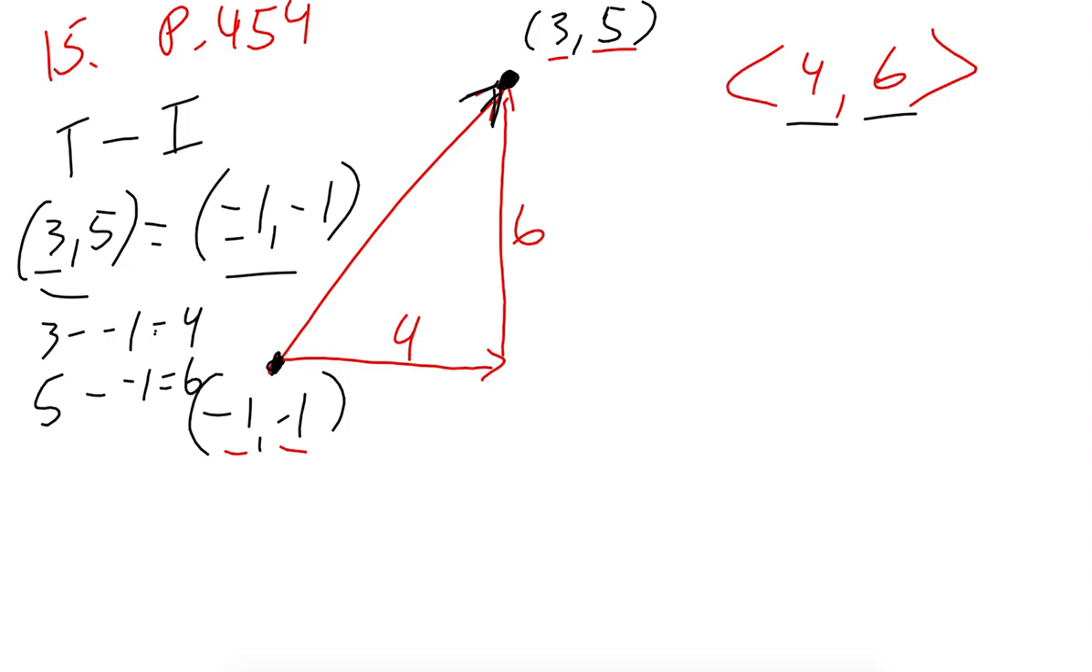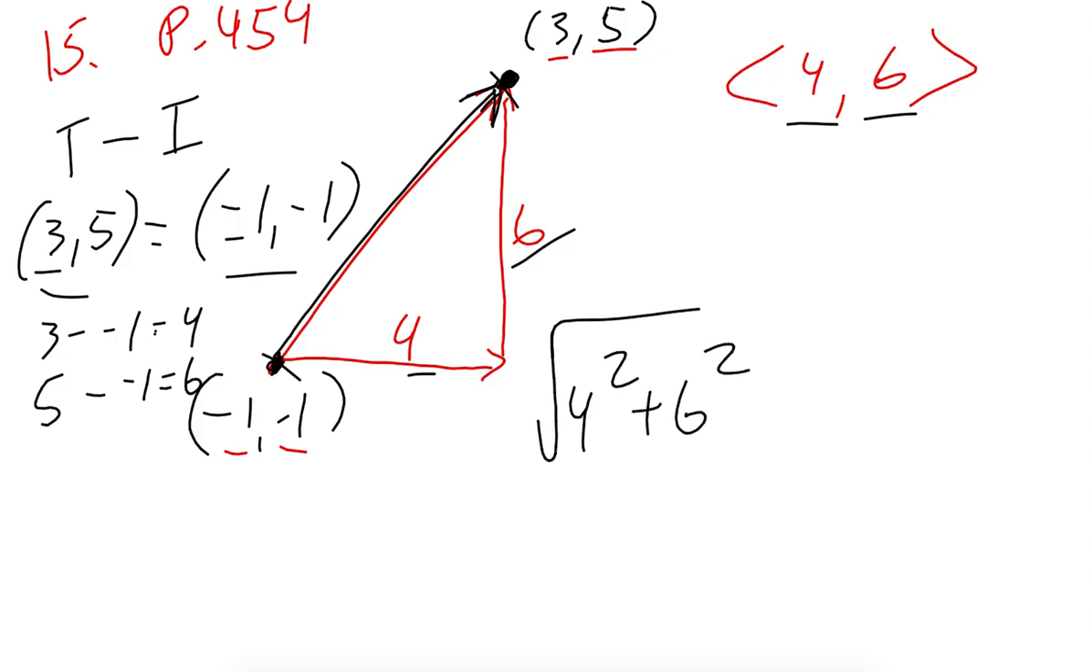Second part of this problem is to find the magnitude. Magnitude is the distance from here to here. Well, if you already know this side and this side, you're just going to use Pythagorean's theorem, right, to find the magnitude. So 4 squared plus 6 squared, and then take the square root of that. So 4 squared is 16, plus 6 squared is 36. You end up with 52.